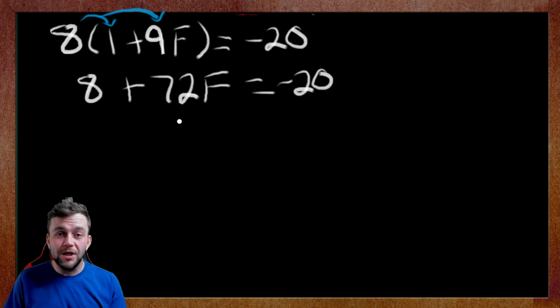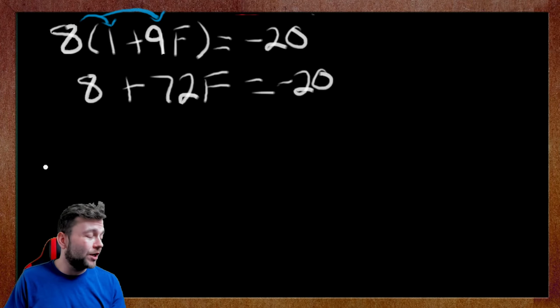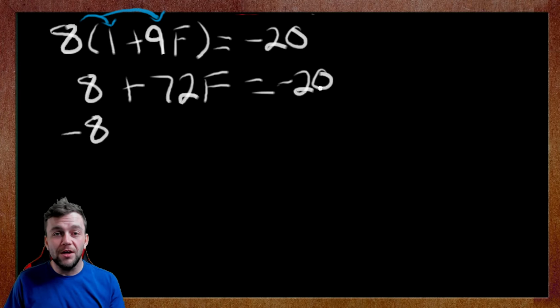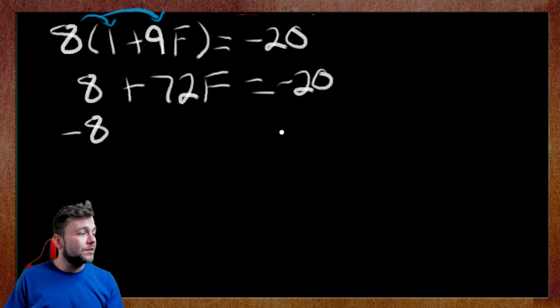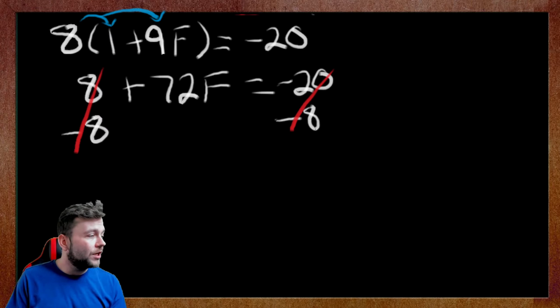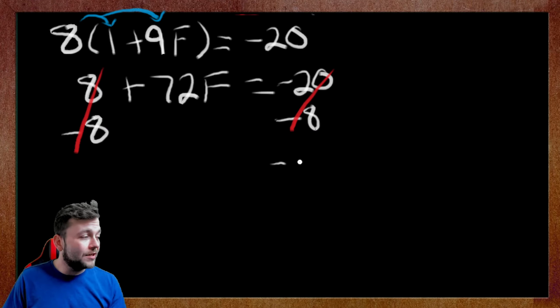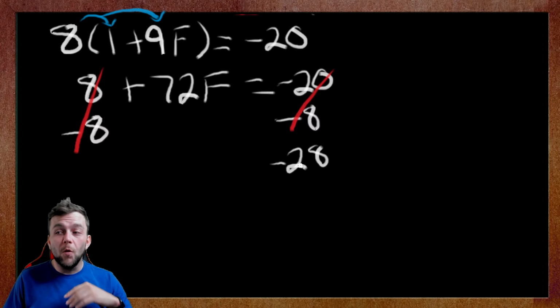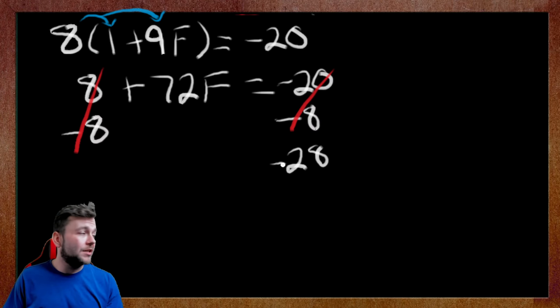Now what do we do? So remember, inverse operations, backwards day type of operations. So we will subtract 8 from this side, and to maintain our equality across the equal sign, we must subtract 8 from the other side. The 8's cancel out, and what do we get when we subtract negative 8 from negative 20? That ends up being a negative 28. More negative. Things are more negative.